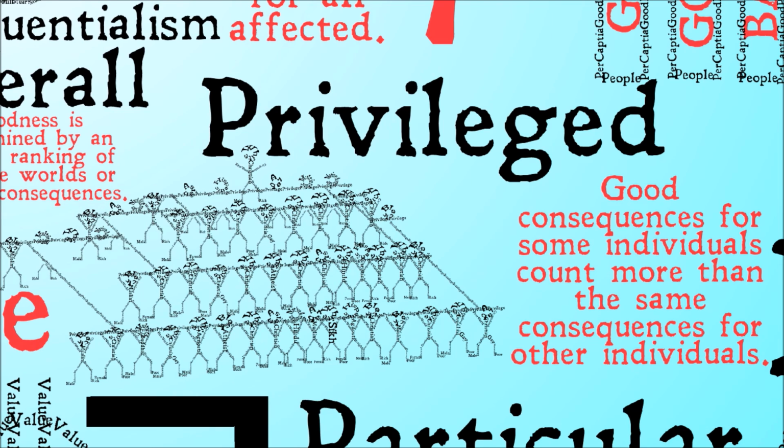Privileged consequentialism is going to say that good consequences for some individuals count more than the same consequences for other individuals. That is universal. So you might count the consequences for everyone, but count them slightly differently. This might come into play when you're talking about the difference between humans or animals. You might say that humans count more than animals. Human pain and suffering counts more than animal pain and suffering.